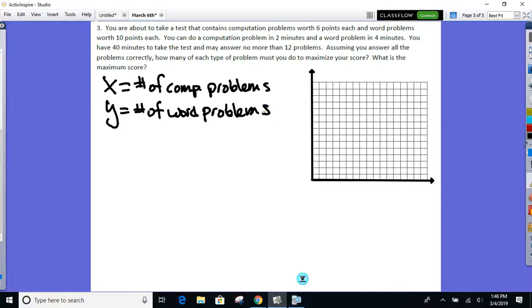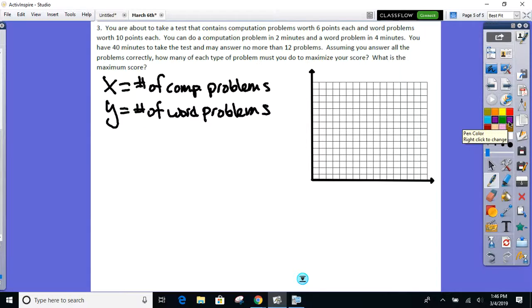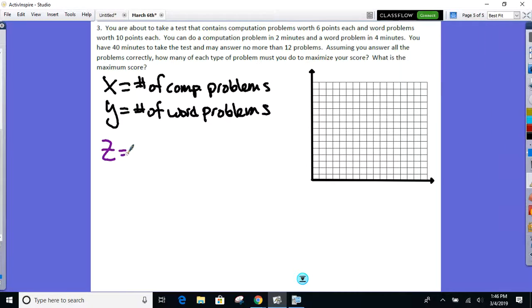All right, your Z function, maximize your score now. I know there's no money, but how much do you score for a computational problem? So 6x plus 10y. Yep.